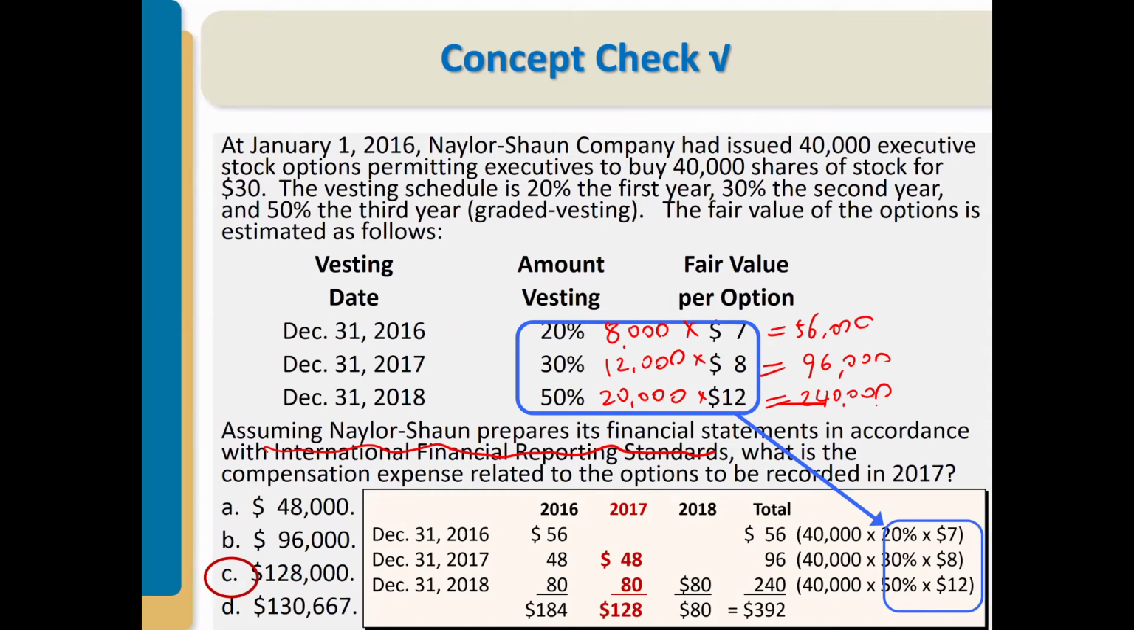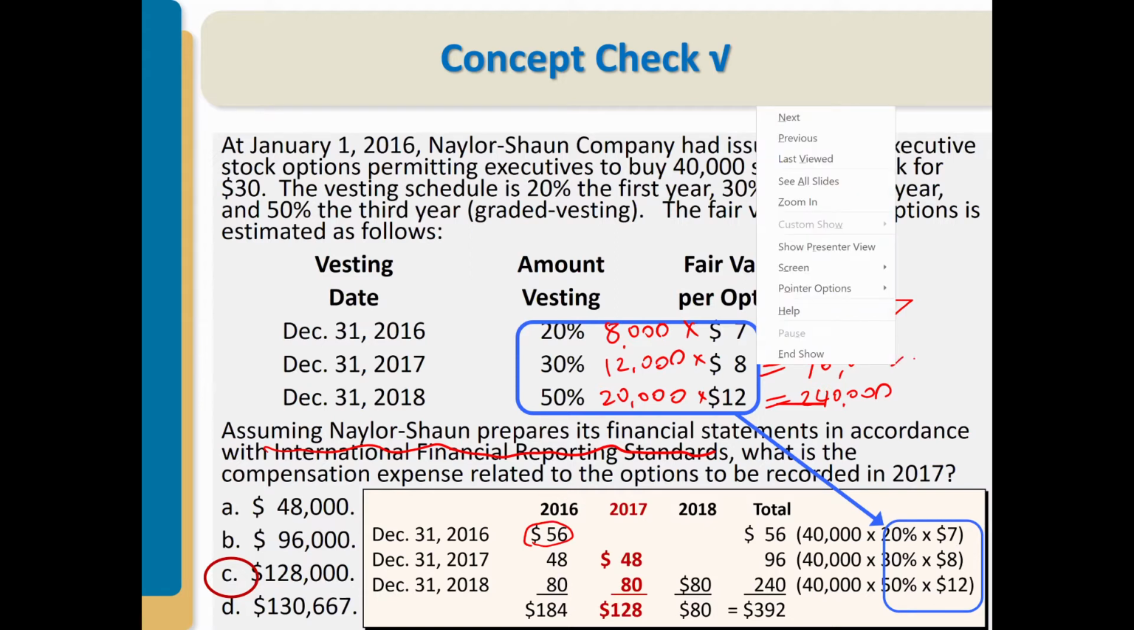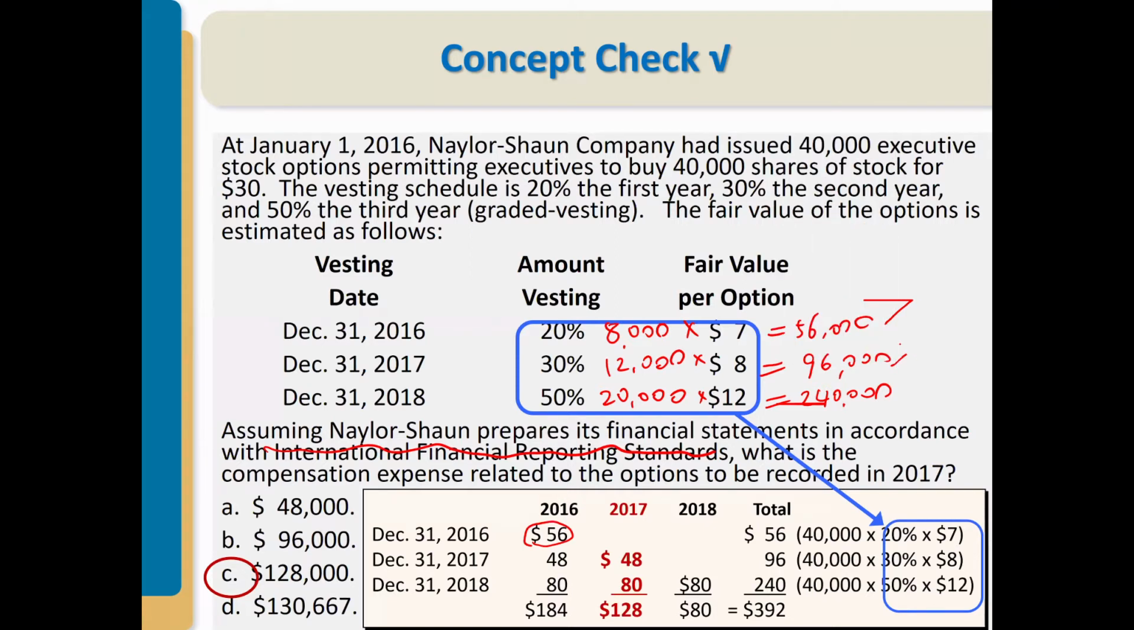Everyone's okay with that? See, this 56 will be recognized because it vests in 1 year, right? So all the 56 will be recognized in 2016. And then for this $96,000, because it vests in 2 years, that's why you divide by 2. That's how we got 48 and 48, right?